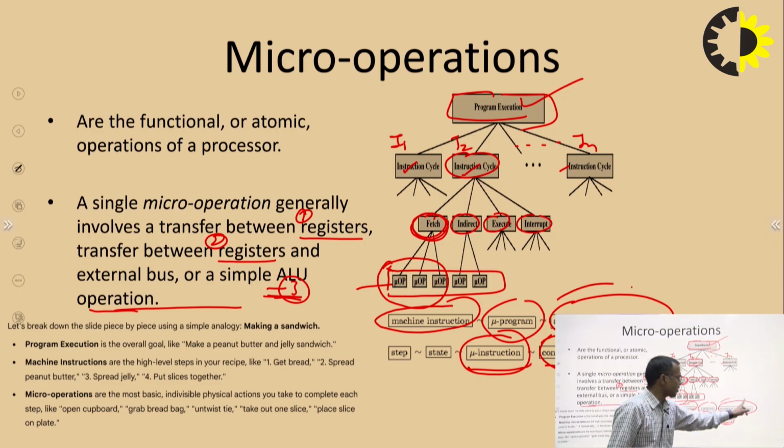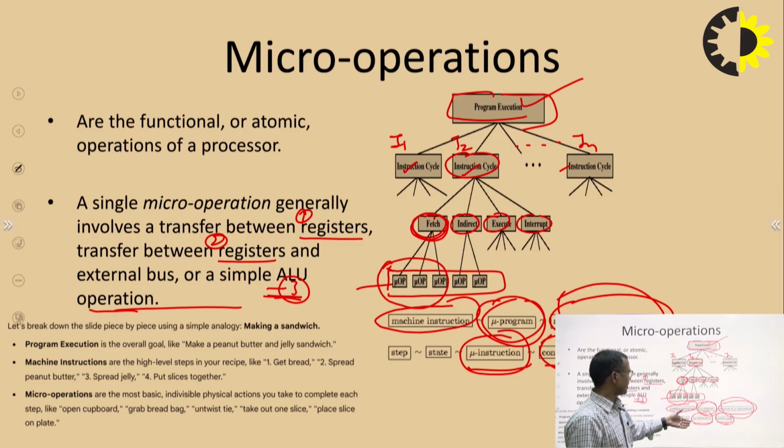When a sequence of micro instructions is executed, a microprogram is completed. That may be called a fetch routine, and when this particular set of microprograms is combined together, fetch, indirect, execute, interrupt, a machine instruction is executed. That is a simple bottom-to-top approach to show the execution of micro instructions.